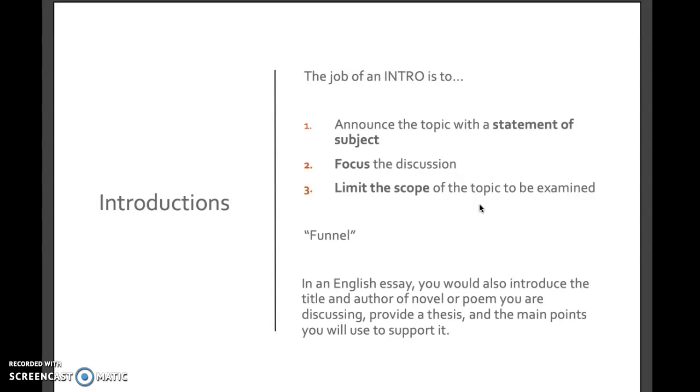However, that doesn't necessarily work for very long, particularly when you start to get into the arguments that we deal with at the college level. I'm going to talk a little bit about statement of subjects, how we focus the discussion, and how we write a thesis statement here in a moment. But let me first say that in an English essay, you do also need to introduce the title and the author of the novel or poem you are discussing before you provide the thesis and the main points that you're going to use to support that thesis.